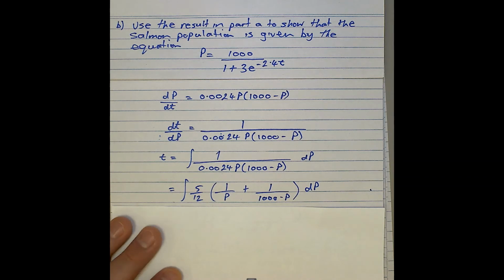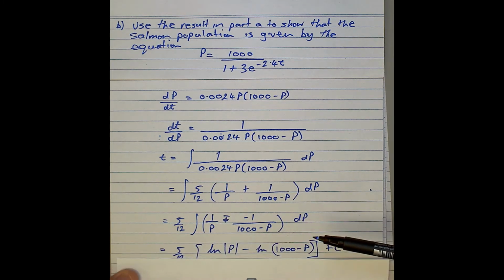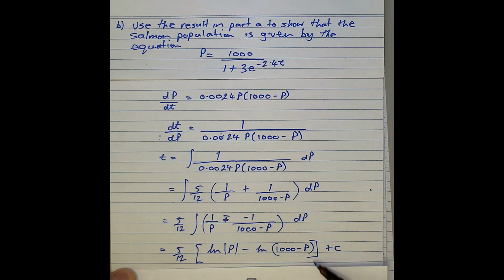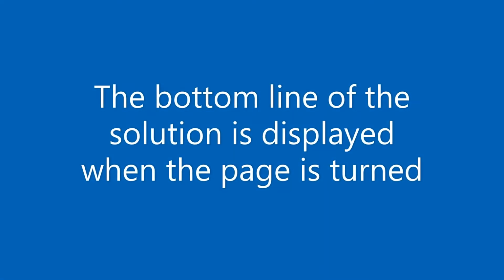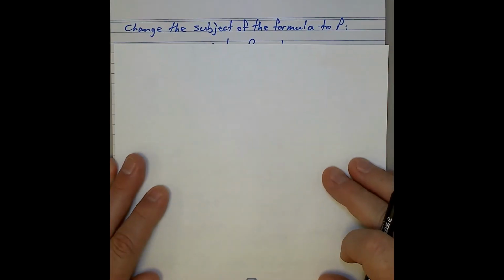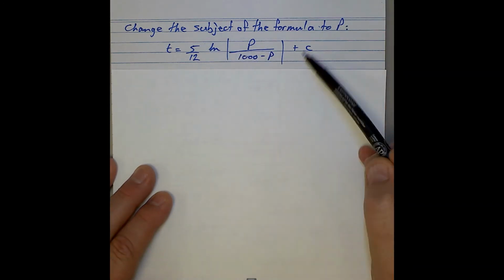Then I'm just going to perform that integration, firstly taking 5 on 12 outside the integral, and that will equal 5 on 12, the natural log of the absolute value of P, minus the log of 1,000 minus P, plus C. Using our log laws, using this subtraction as a division, we get 5 on 12 multiplied by the natural log of the absolute value of P over 1,000 minus P, plus C. Now I can change the subject of the formula to P, but to do that, I've now got this equation, t equals 5 on 12, the natural log of the absolute value of P over 1,000 minus P, plus C.